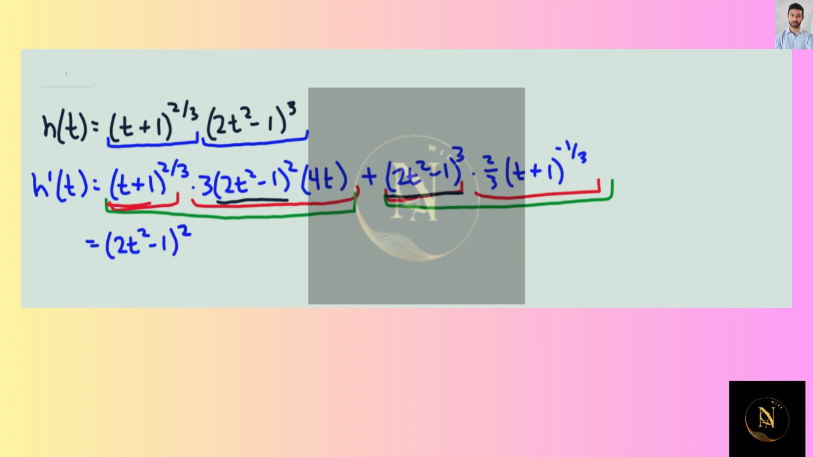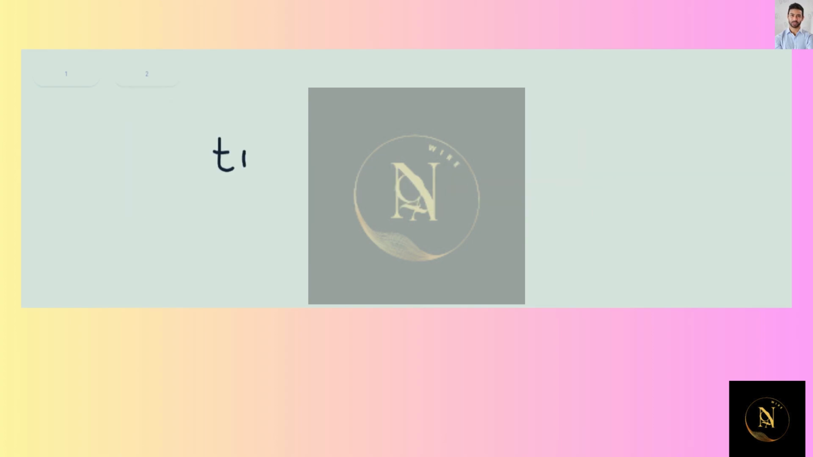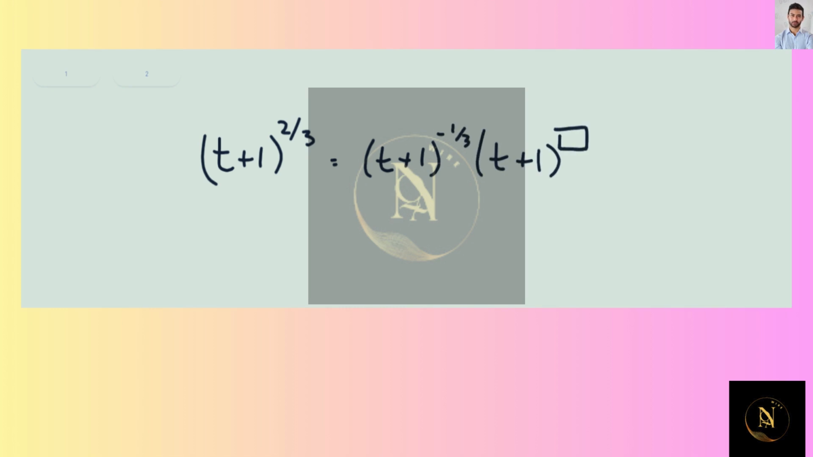Well, take a look at t plus 1 to the 2/3 and t plus 1 to the negative 1/3. When we're factoring out, we always factor out the least, the smallest of those, and the smallest of those would be t plus 1 to the negative 1/3. So how do you factor that out of t plus 1 to the 2/3? So let's do that off to the side. T plus 1 to the 2/3 is equal to t plus 1 to the negative 1/3 times what? That's really the question. T plus 1 to the what?